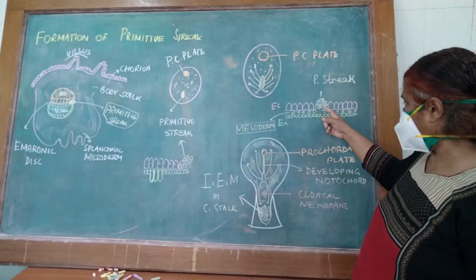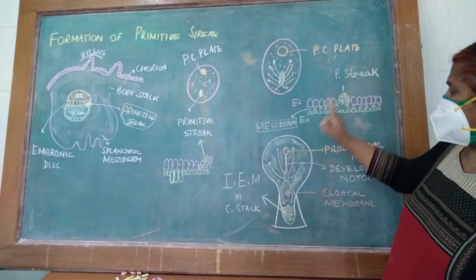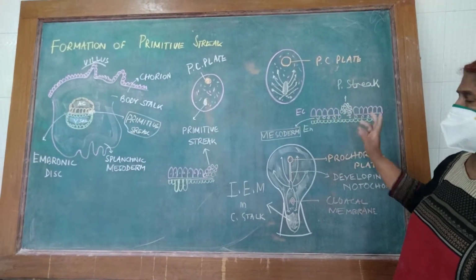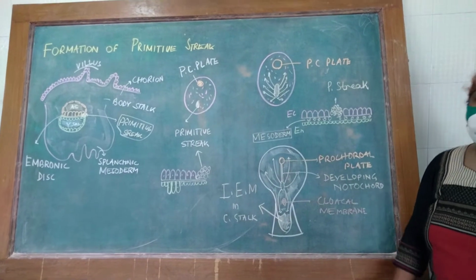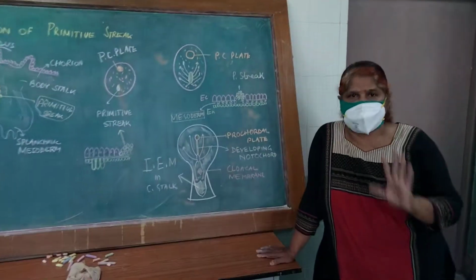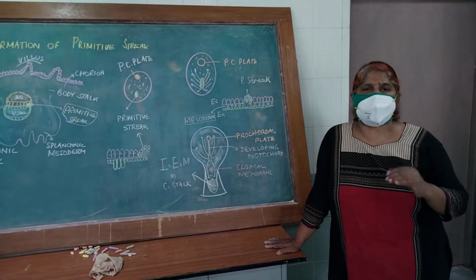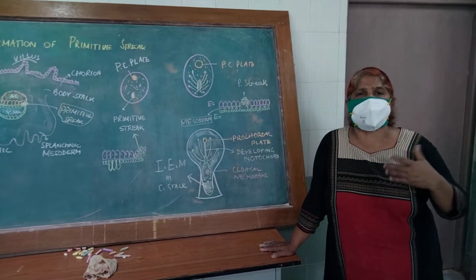So this is the primitive streak which will give rise to the formation of the notochordal process. At the same time, it will give rise to the formation of the intermediate mesodermal tissue. Now the primitive streak is a transient structure. It will not persist. It appears after 15 to 16 days and disappears after 26 days.